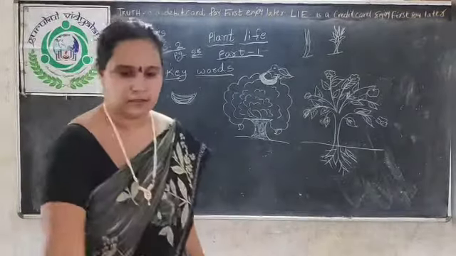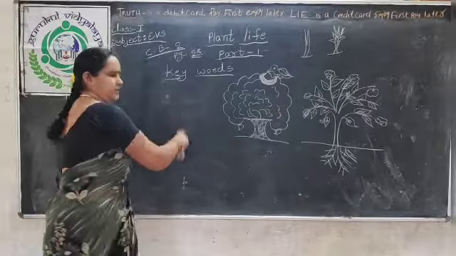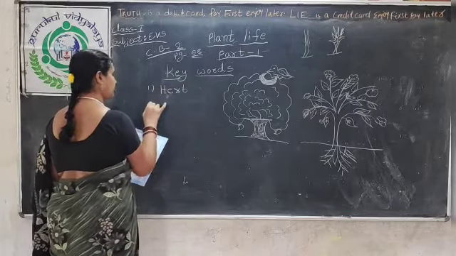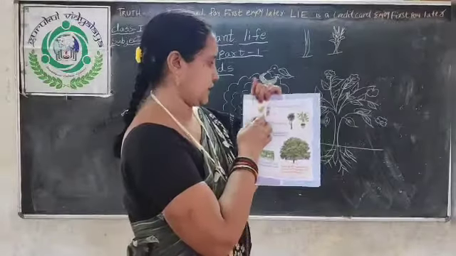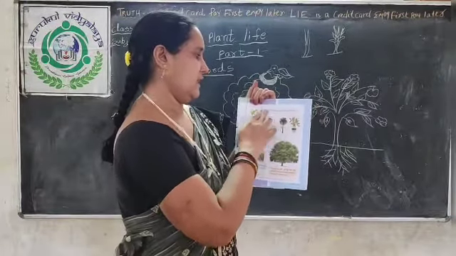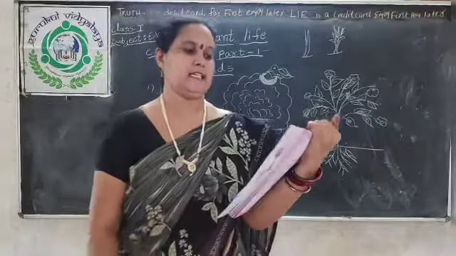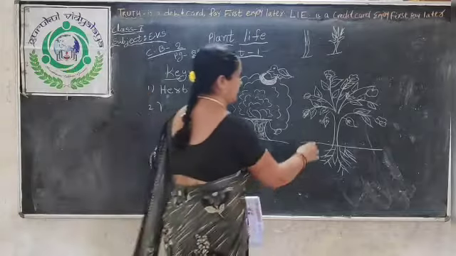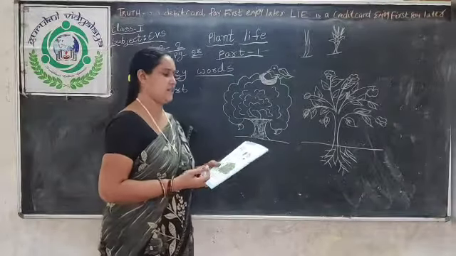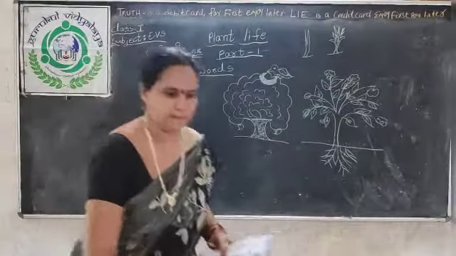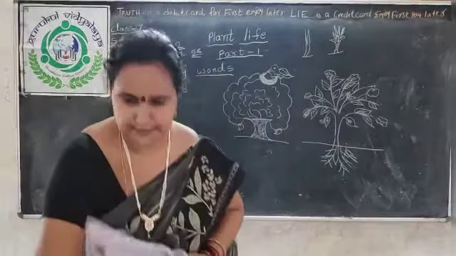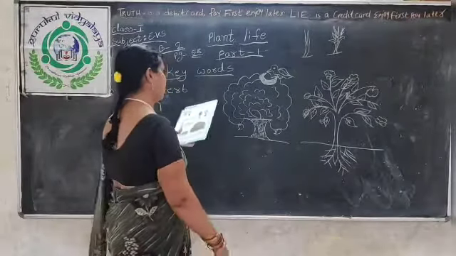First of all, we can discuss the different words we find here. See here, herb. In this textbook, two pictures are shown: tulasi and mint. These are herbs. Herbs are very small plants with a soft stem. Soft stem means this is the stem. Herbs are very small plants with soft stems. Examples are mint and tulsi.